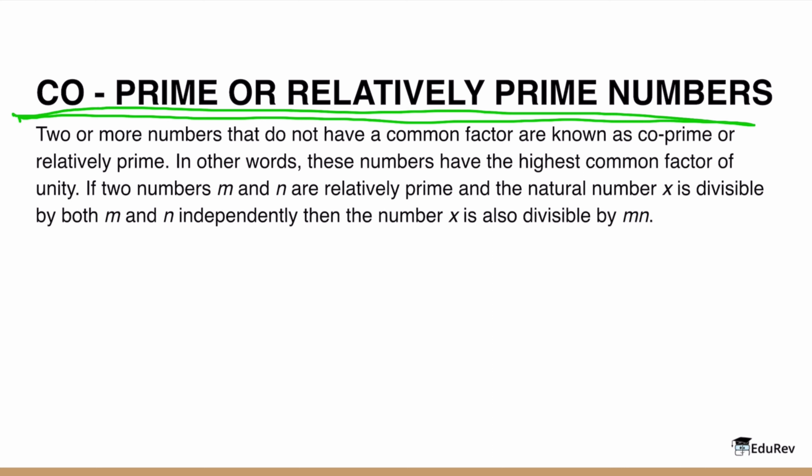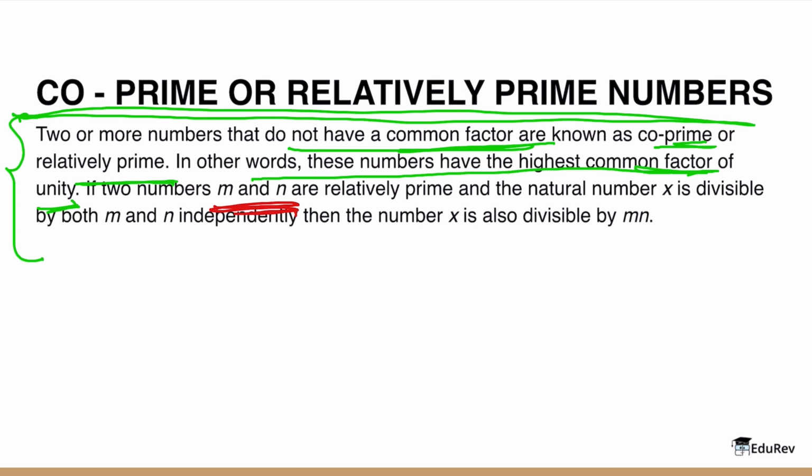What I'm going to do here is explain what these are and then we are going to solve a question. So what actually are co-prime or relatively prime numbers? Two or more numbers that do not have a common factor are known as co-prime or relatively prime numbers. In other words, these numbers have the highest common factor of unity. If two numbers m and n are relatively prime, and a natural number x is divisible by both m and n independently, then x is also divisible by mn. This is what co-prime or relatively prime numbers are.